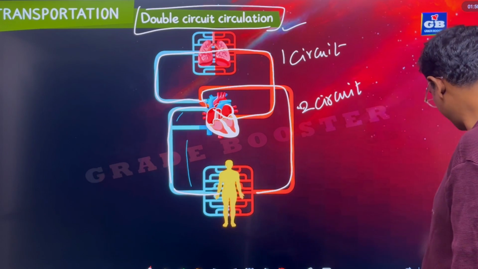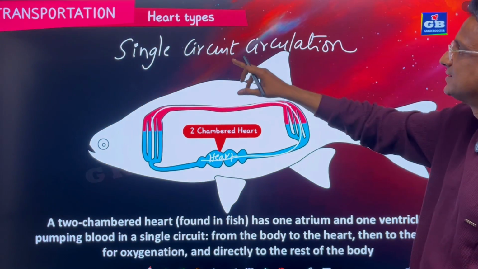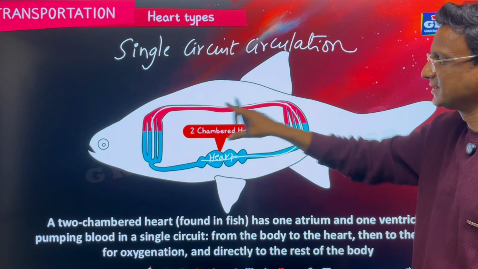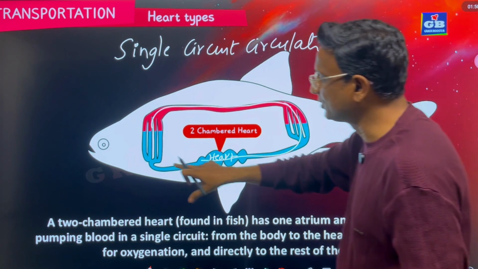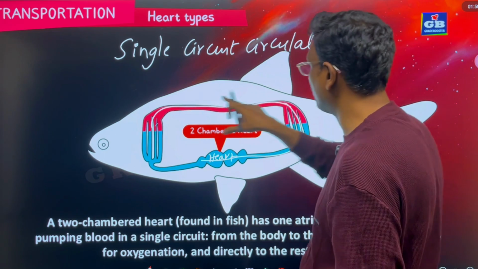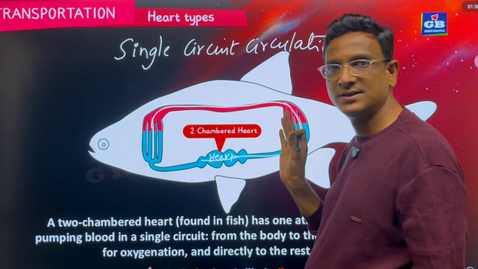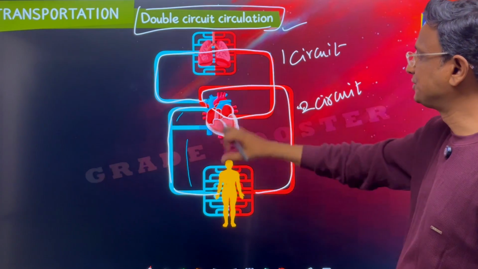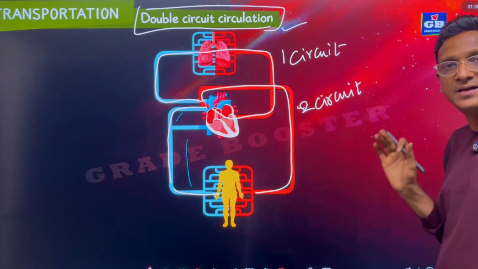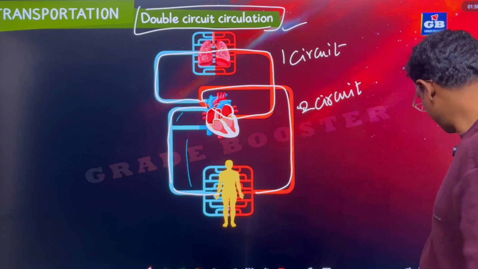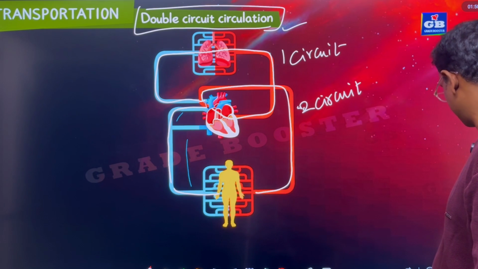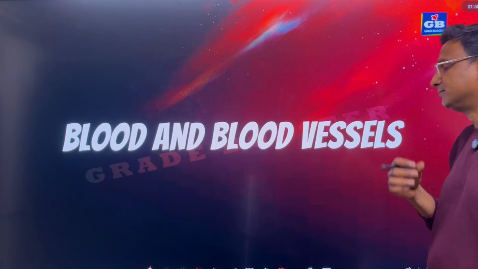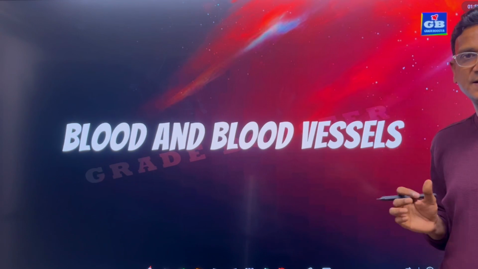Previously in fishes we saw single circuit circulation, only one circuit. The blood goes from the heart to the gills, from the gills to the body parts, and again to the heart. Only one circuit. Whereas in humans, there are two circuits. So this is double circuit circulation. Right. Next we have blood and blood vessels.